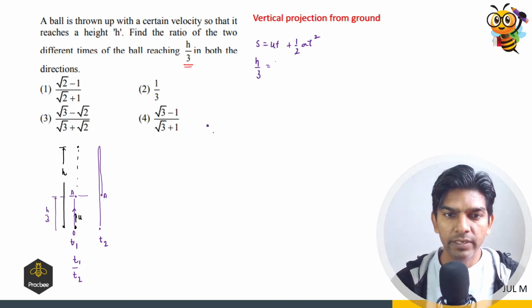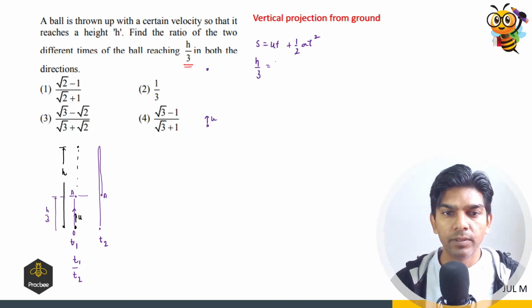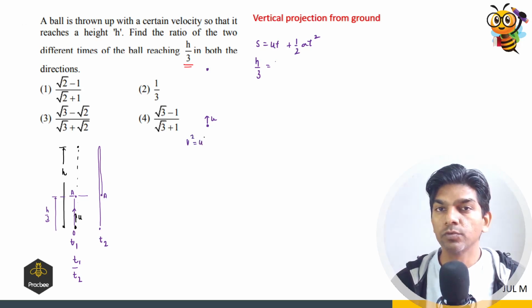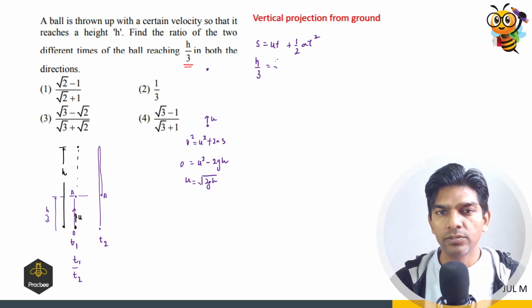So let us calculate that. u is the initial velocity and the maximum height is h. If we apply v square equals u square plus 2as, v will be 0, so it is u square minus 2gh. So we got u as root 2gh, right? Even you can, we know this result also. So u is root of 2gh.